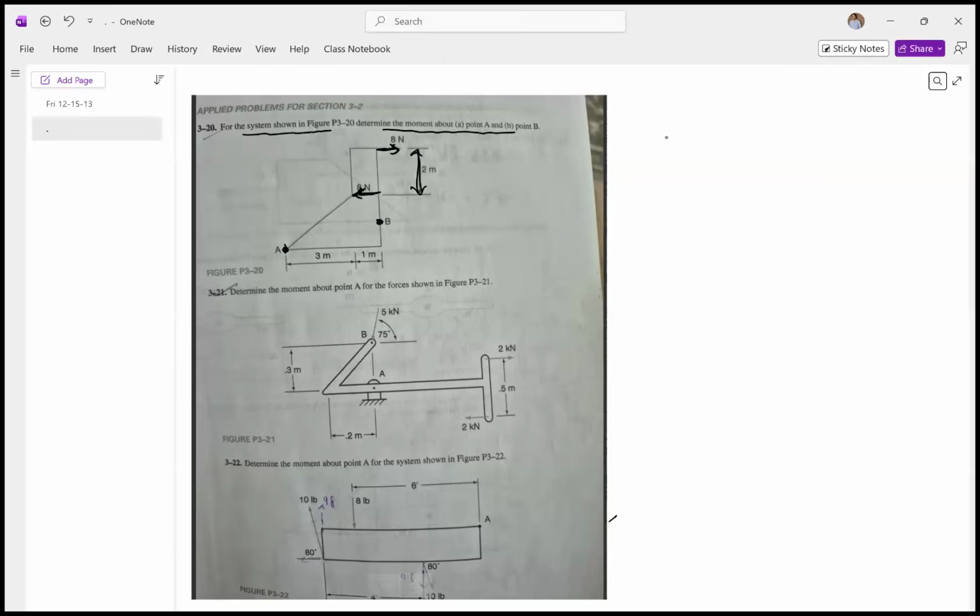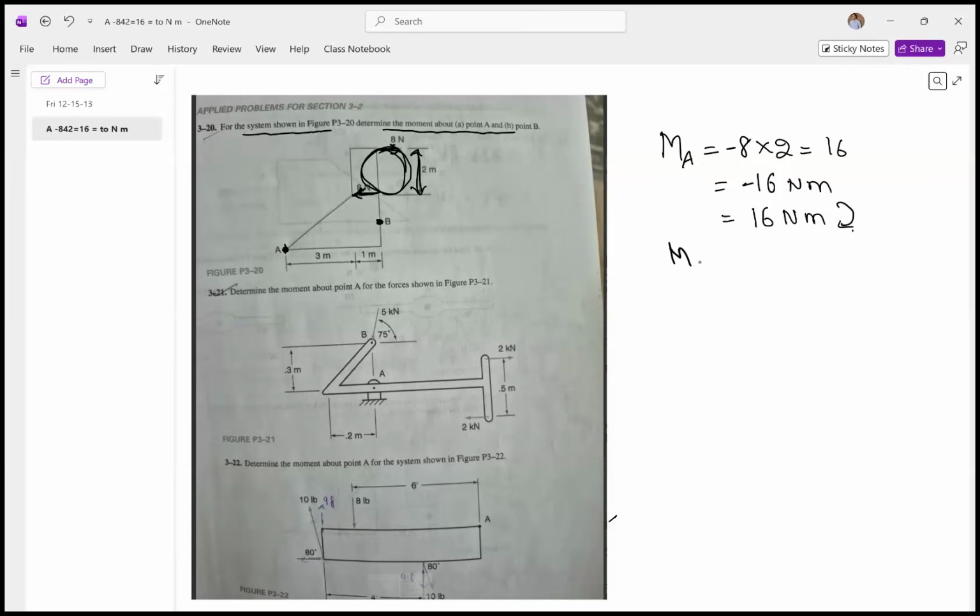So we will find the moment about point A. Ma will be equal to, this is trying to rotate it in the clockwise direction, so this will be 8 times 2, which is equal to 16, and I should take it as negative because it's clockwise. So 16 Newton meter, or negative 16 Newton meter, or I can write it as 16 Newton meter in the clockwise direction. And the same thing goes for B also, because there is no extra force acting on this one. So that will be 16 Newton meter in the clockwise direction.